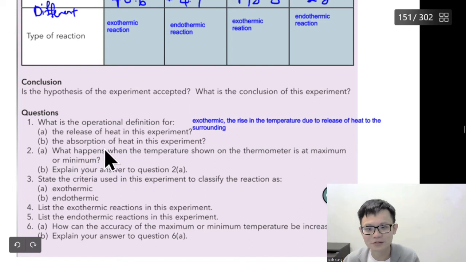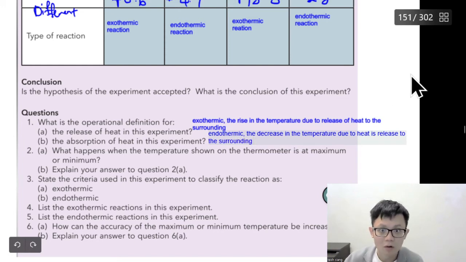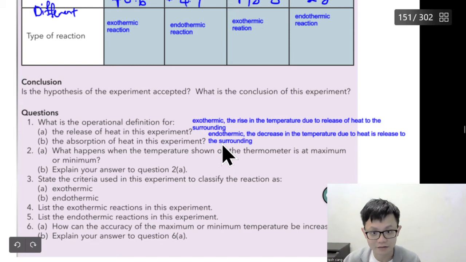What is the absorption of heat in this experiment? So maybe I can say it is endothermic. Where is my endothermic? The decrease in the temperature due to heat is released to the surrounding. So very important, this word surrounding.